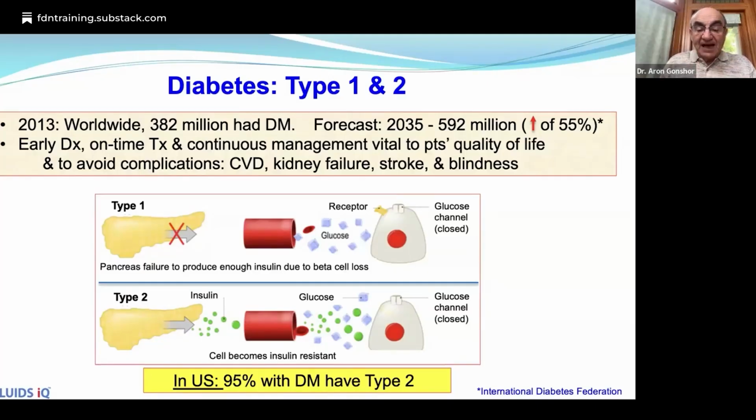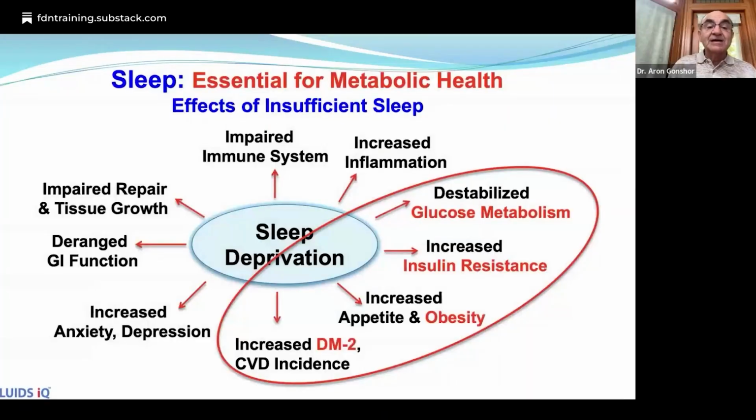Now, in the US, 95% of the people with diabetes or diabetes mellitus, that's why it's called DM, have type 2, or what used to be called adult diabetes to separate it from the old term, which was juvenile diabetes. Now that's called type 1.